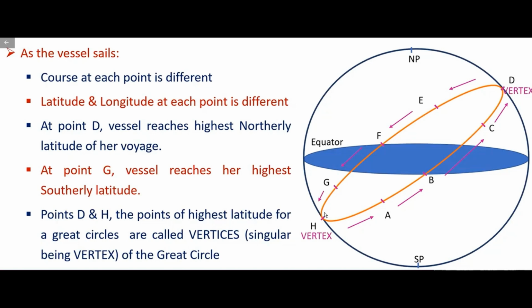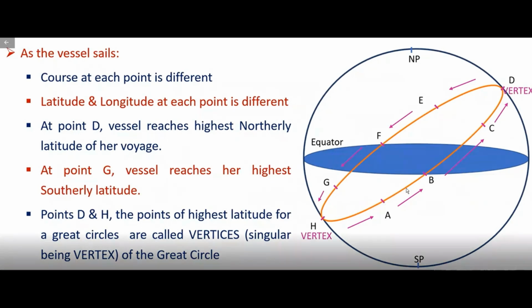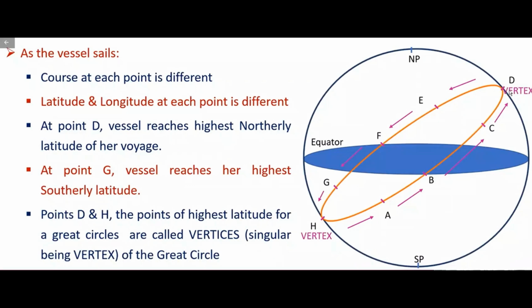We will find the vertex which is closer to our great circle track. Say for example, if the ship is going from A to B, the vertex which is closer to me is Hotel H. So I will consider this vertex for my calculation. But if the vessel is going from C to E, Charlie to Echo, then the vertex which is closer is the Delta vertex. So I will consider D as my vertex for my calculation purpose. For our calculation, we need only one vertex which is closer to our track.